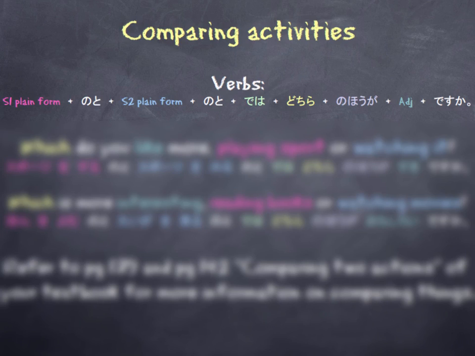On the second slide, we are comparing activities. So we're using verbs in this case as opposed to nouns. Again, we have a pattern at the top here. We have sentence 1 finishing in plain form, followed by no to. Then we have sentence 2, again finishing in plain form, followed again by no to. And then we have the phrase de wa dochira no hou ga, our adjective yet again, and desu ka.